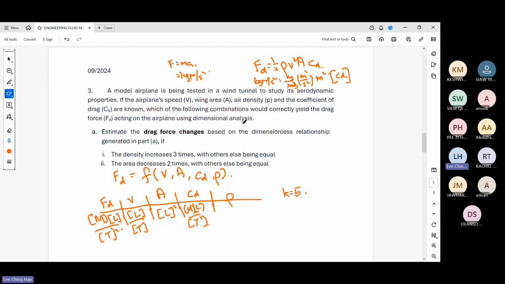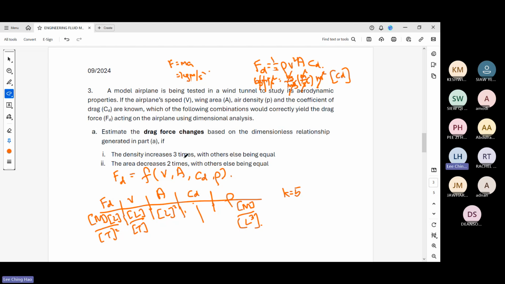Then you revert everything. You find that kg cancels with kg, then meter cubed cancels too. C_D is 1, so no unit. Density, as I said, is mass over length cubed.